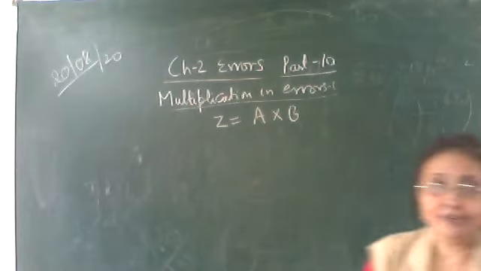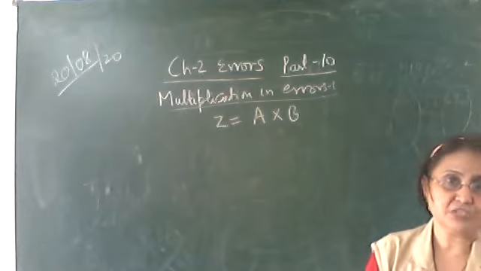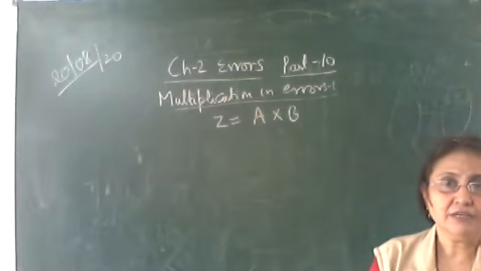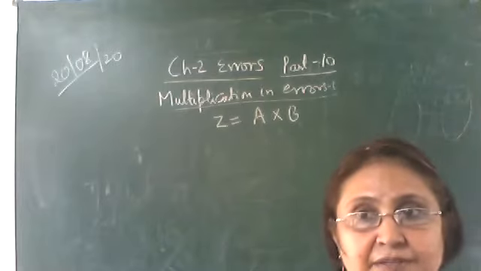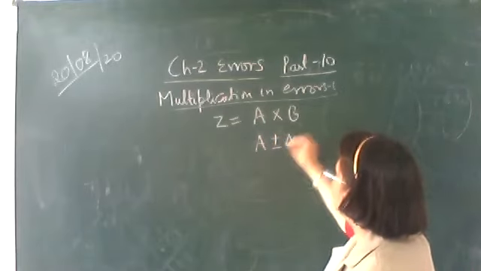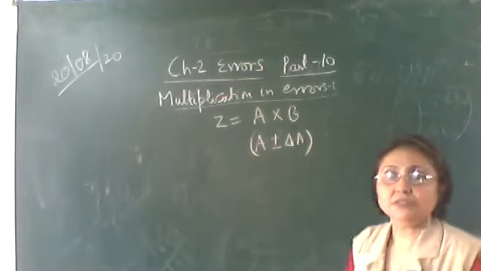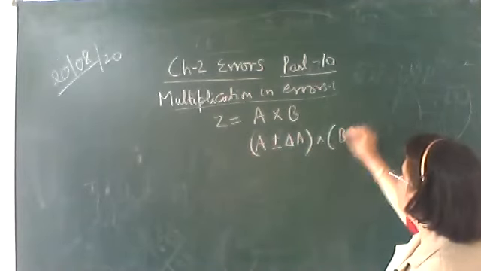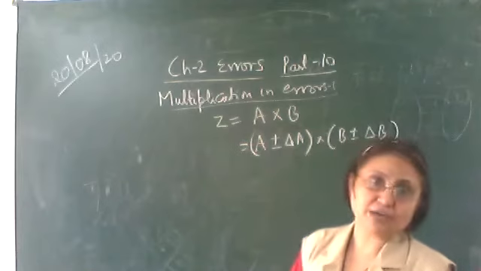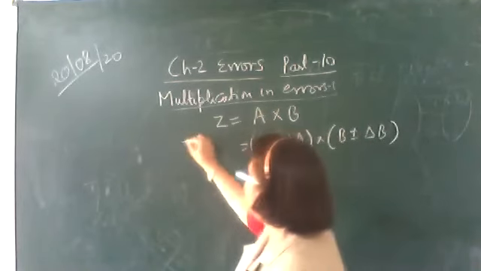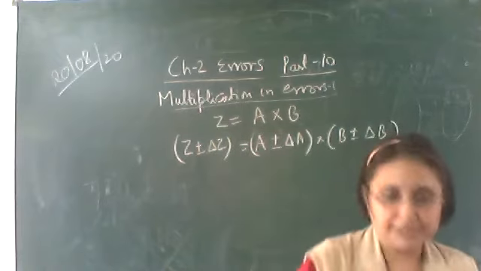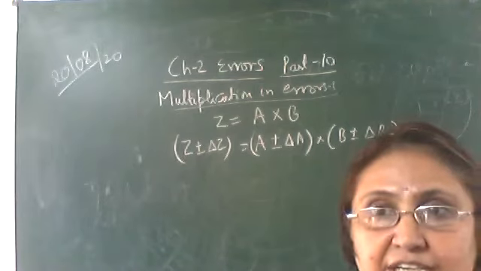Now when the measured values of a and b are multiplied, the product will have some absolute error. Let it be plus minus delta z. The measured value of a is a plus minus delta a, multiplied with the measured value of b, b plus minus delta b. Then the product will also have some absolute error. Let the absolute error in the product be plus minus delta z. So the product can be written as z plus minus delta z.